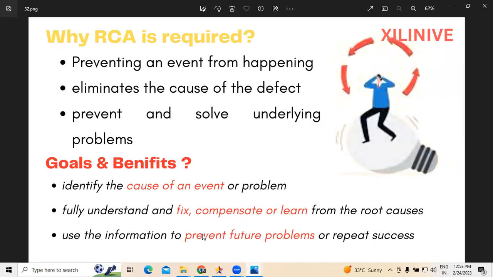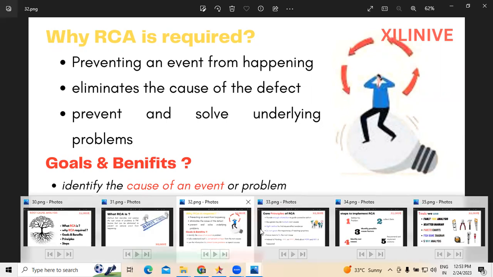The major goals and benefits of root cause analysis are to identify the cause of an event or a problem, as I mentioned. At the same time, to fully understand, fix, compensate or learn from the root causes. Also, to use the information to prevent future problems or repeated failures. So these are the major goals and benefits, and this is why root cause analysis is required by any business analyst when trying to understand the problem of the customer.